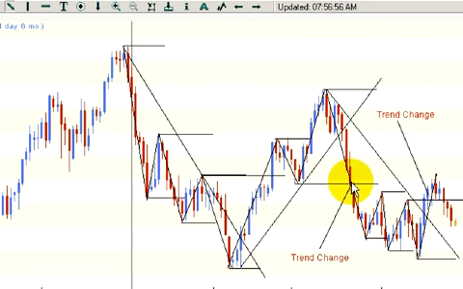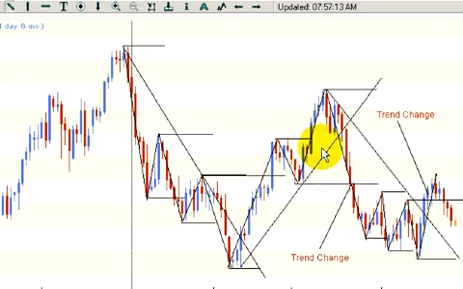Here we change to a downtrend again. Here you can see we have a downtrend. The market made its way up, it breached the trend line, and it also breached the most recent previous peak. The trend changed at this point here to up.